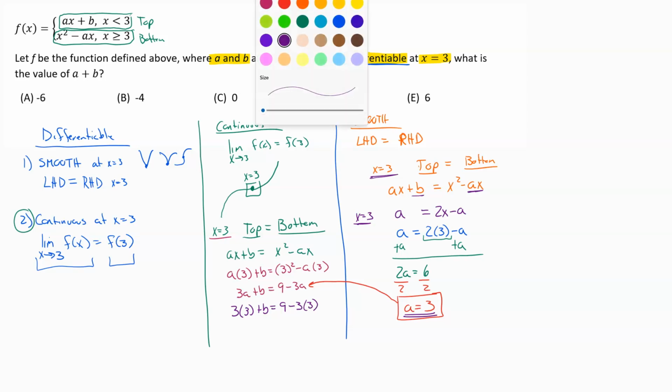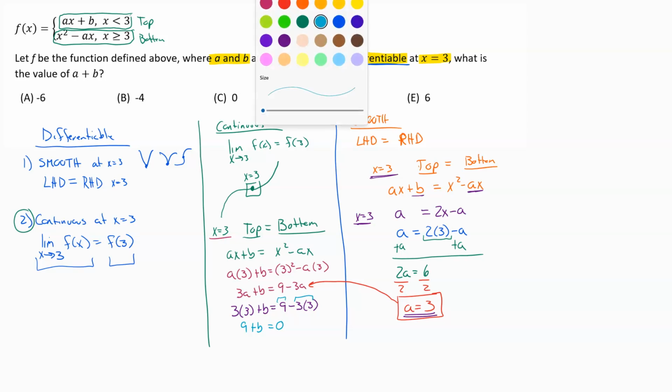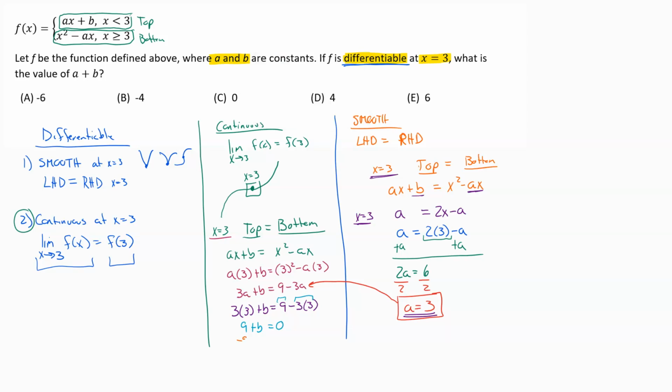And now we just need to clean this little math problem up. So 3 times 3 is 9 plus b, and on this side we end up with 9 minus 9 is going to be 0. And now you're just trying to solve for b, so last little move here, get b by itself, minus that 9 over to the other side, and you get b equals negative 9.